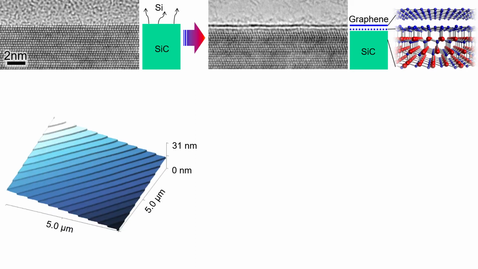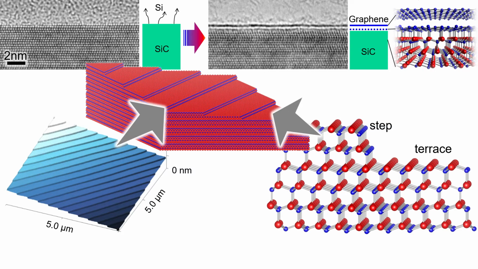This is the atomic force micrograph of the silicon carbide surface before graphene growth. On the surface, there are periodic steps. These steps consist of several atoms. The flat region is called the terrace. On this step terrace surface, graphene is formed. Then, how, and from where, do silicon atoms leave, and how do carbon atoms form graphene?